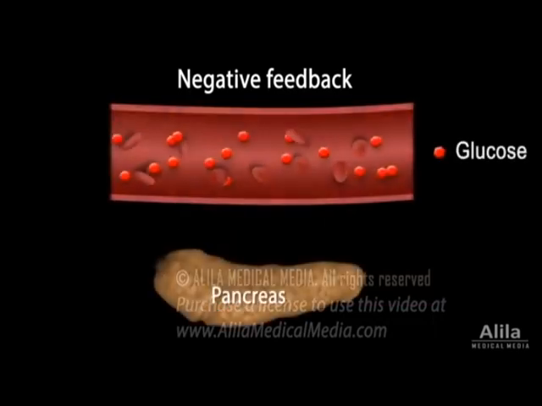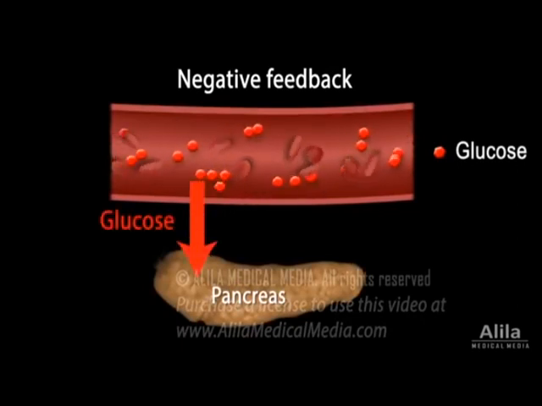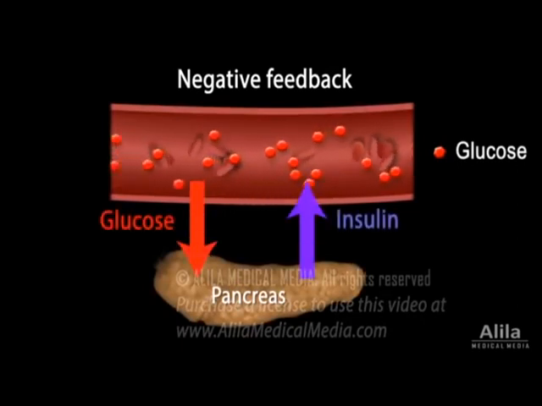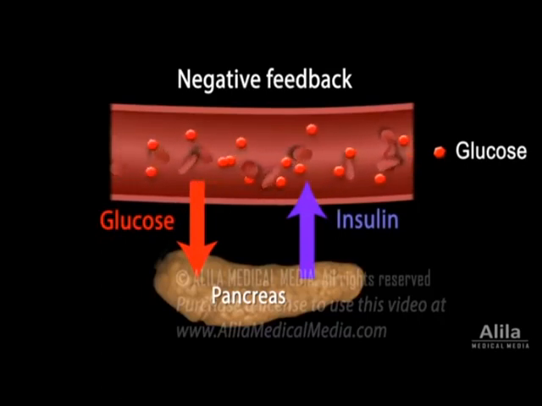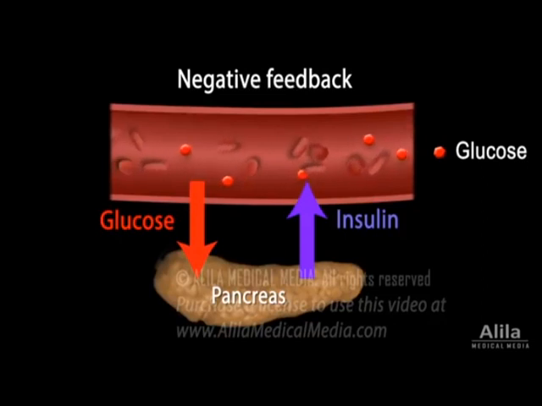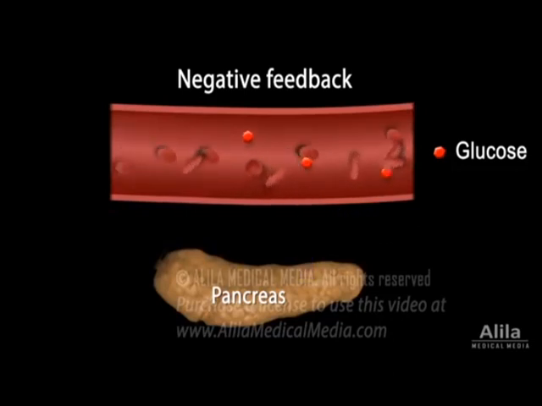For example, when blood glucose level is high, such as after a meal, glucose induces insulin release from the pancreas. Insulin helps body cells consume glucose, clearing it from the blood. Low blood glucose can no longer act on the pancreas, which now stops releasing insulin.